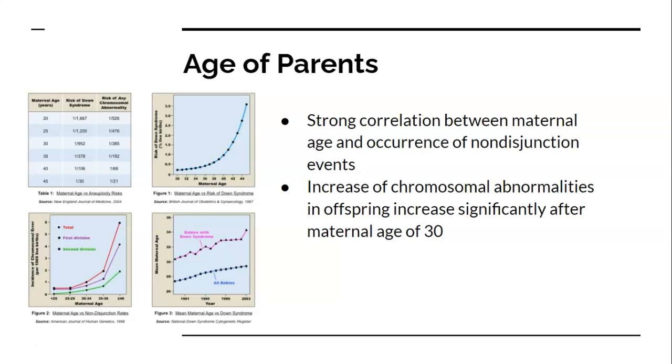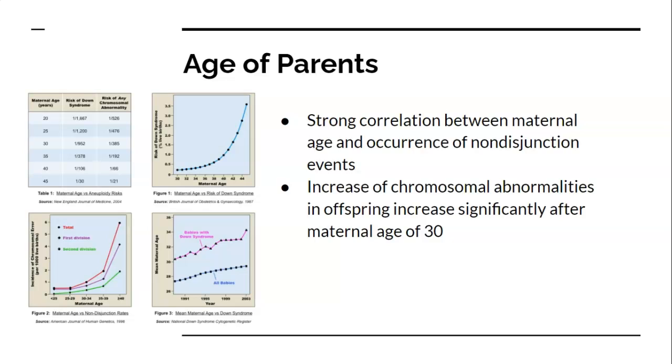Now, because we're talking about sexual reproduction, it is of course important to talk about the age of parents and how that can impact non-disjunction happening in offspring. So there's a strong correlation between your maternal age and the occurrence of non-disjunction, meaning that the older the mother is, the more likely an occurrence of non-disjunction is going to happen. So in this, it's basically saying that abnormalities in the chromosomes can increase significantly after the mother is of age 30.